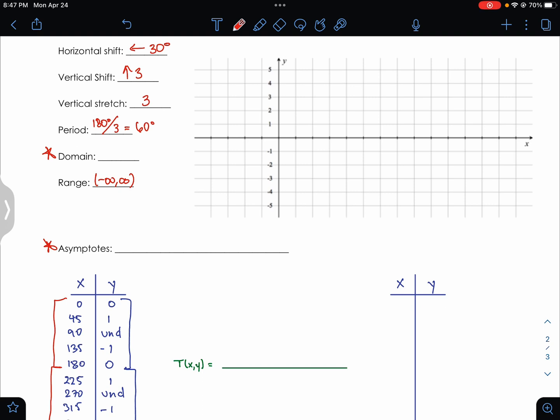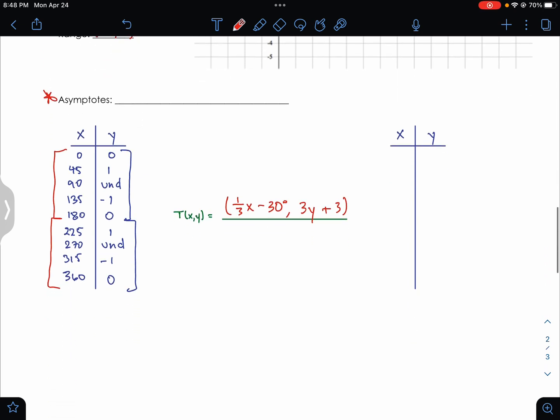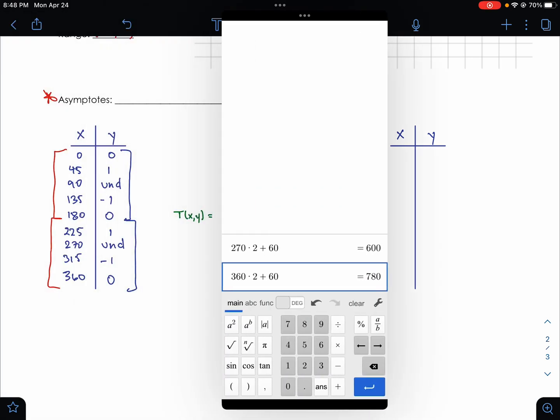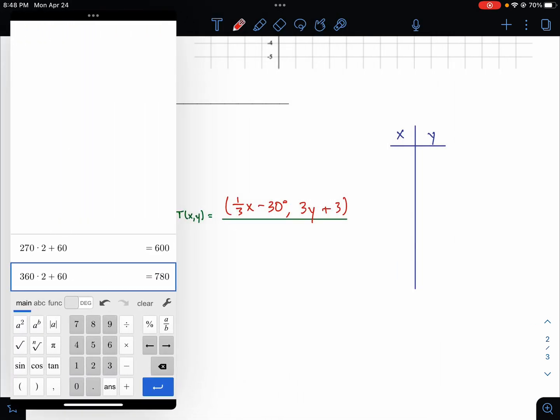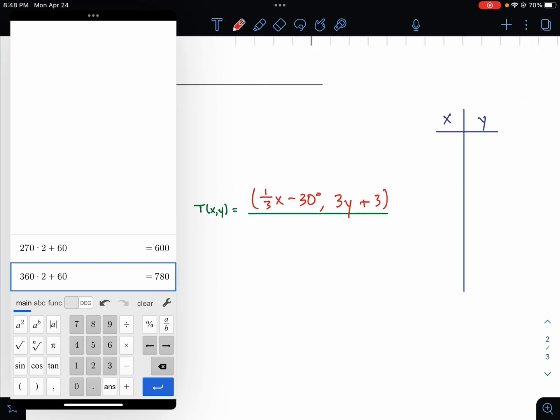So the x values, we are dividing them by 3. So that's going to be 1/3 x. We're moving left 30 degrees, so we're subtracting 30. And then for our y values, we are stretching them vertically by 3 and then moving it up 3. So we have this mapping notation. I'm going to pull out the calculator here again, so that we have that available for us.